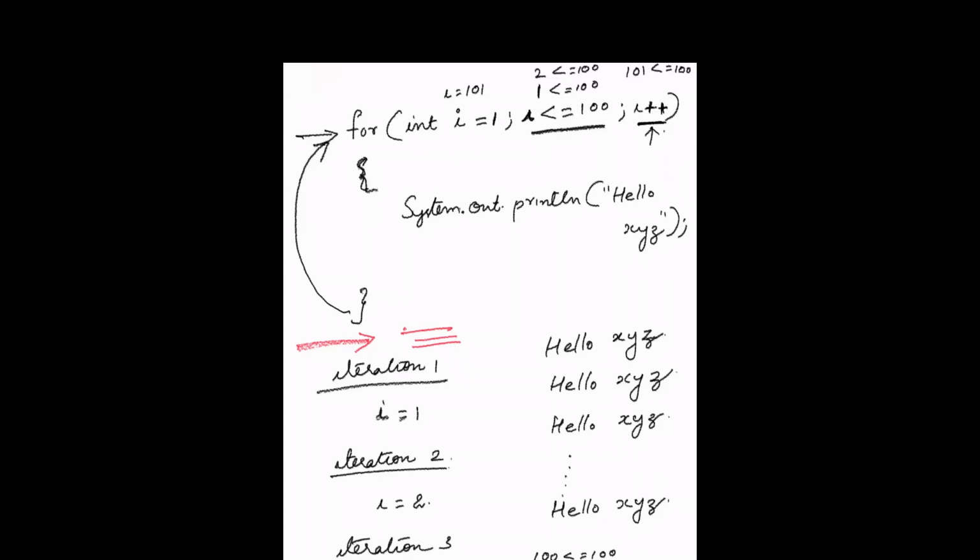It will just come outside the for loop and continue executing the remaining statements. This is how a for loop works.